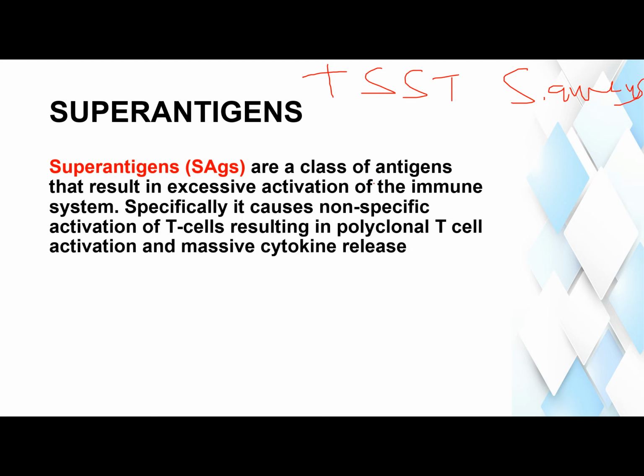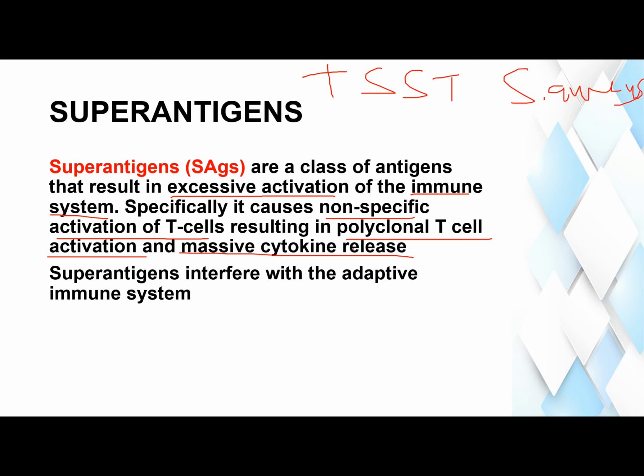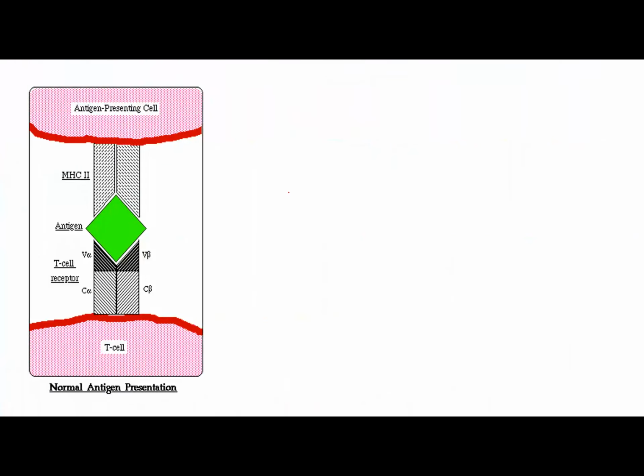Now, superantigens are a class of antigens that would result in excessive activation of the immune system. Specifically, they would cause non-specific activation of T cells, resulting in a polyclonal T cell activation and massive cytokine release. They would interfere with the adaptive immune system. So for you to better understand this, I have to explain what a normal antigen presentation is. Now it all begins with your antigen presenting cell.